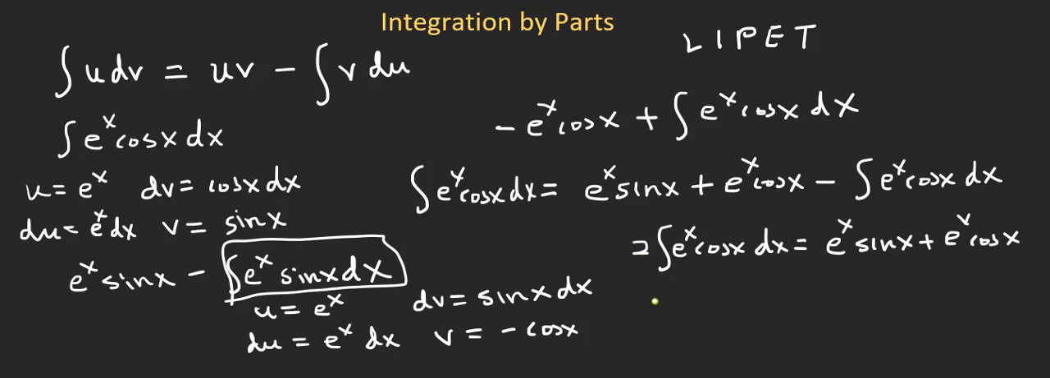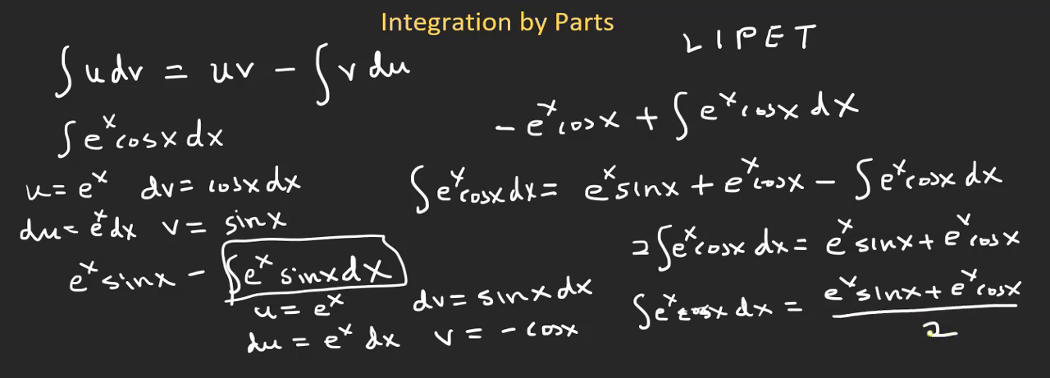So I just want to get rid of 2. So you end up getting the integral of e to the x cosine x dx is e to the x sine x plus e to the x cosine x, all over 2. Of course, the only thing that I forgot is whenever you take the indefinite integral, you need to have a plus c at the end. So don't forget to put plus c.